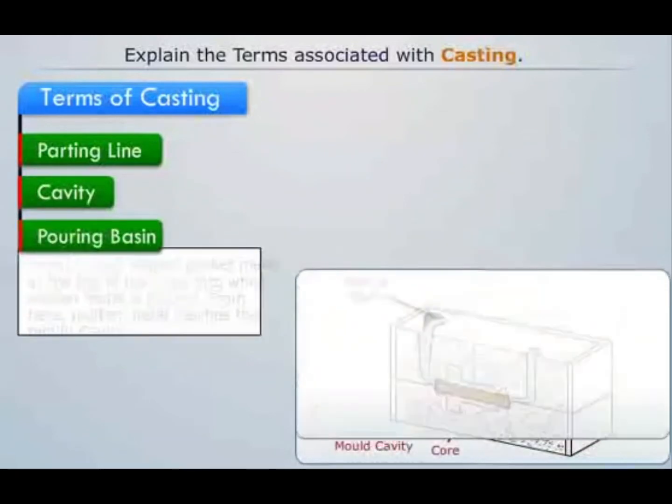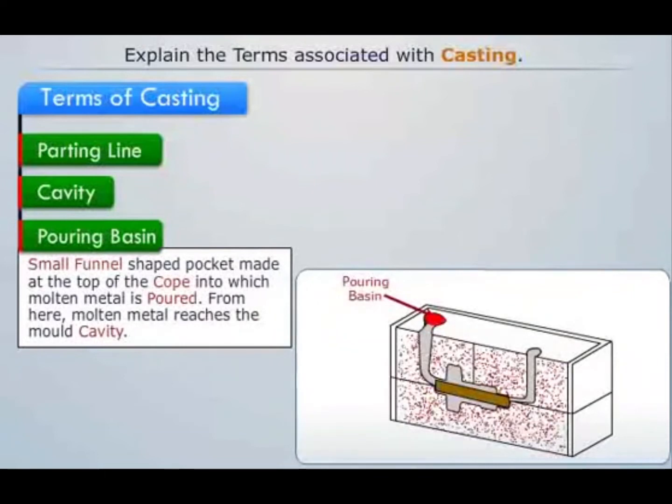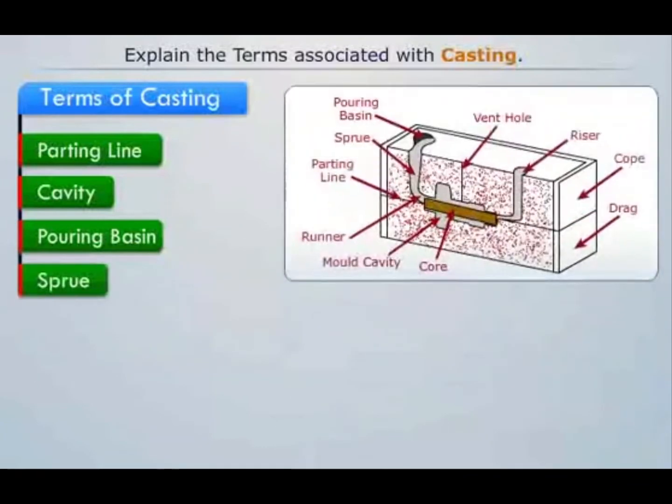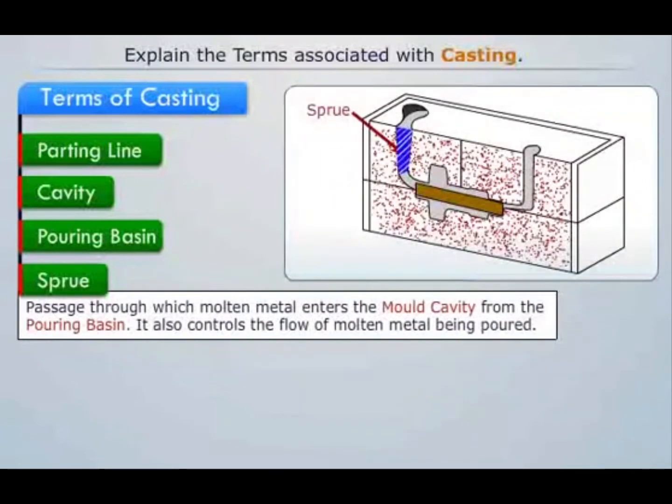Pouring basin is the small funnel-shaped pocket made at the top of the cope into which molten metal is poured. From here, molten metal reaches the mold cavity. Sprue is the passage through which molten metal enters the mold cavity from the pouring basin. It also controls the flow of molten metal being poured.